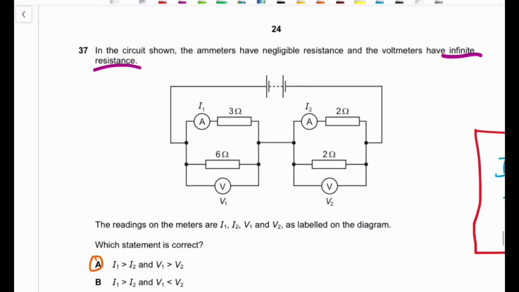But we're going to 37. In the circuit shown, the ammeters have negligible resistance and the voltmeters have infinite resistance. So infinite resistance, underline that, it means that the resistance is so big that no current flows through the voltmeters, and that's very good, right?